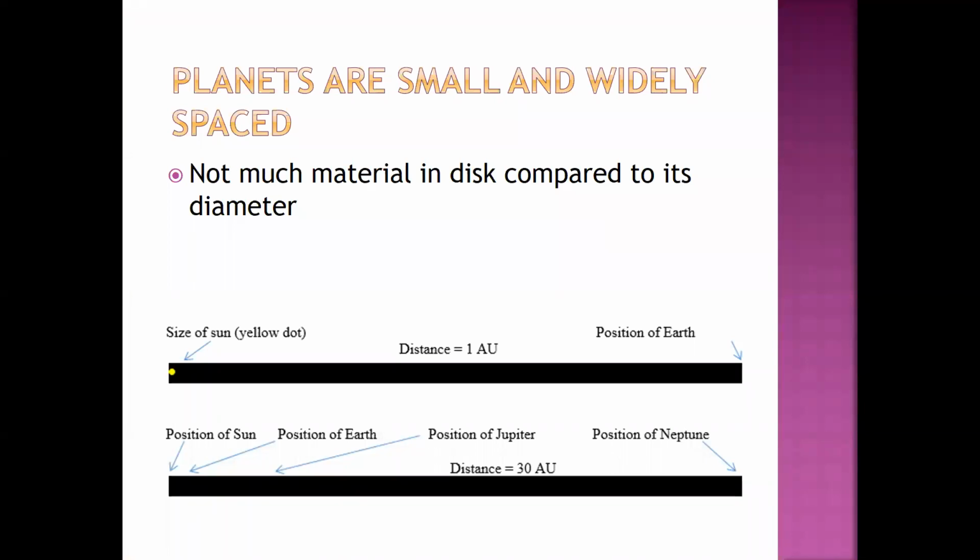One thing you should realize is that the planets are very small and widely spaced with respect to the diameter of the disk. For example, here's a representation of the size of the sun with respect to 1 astronomical unit distance in the disk. And then we can't even see the size of the sun, and of course not the planets, if you look at the entire radius of the disk, 30 astronomical units.